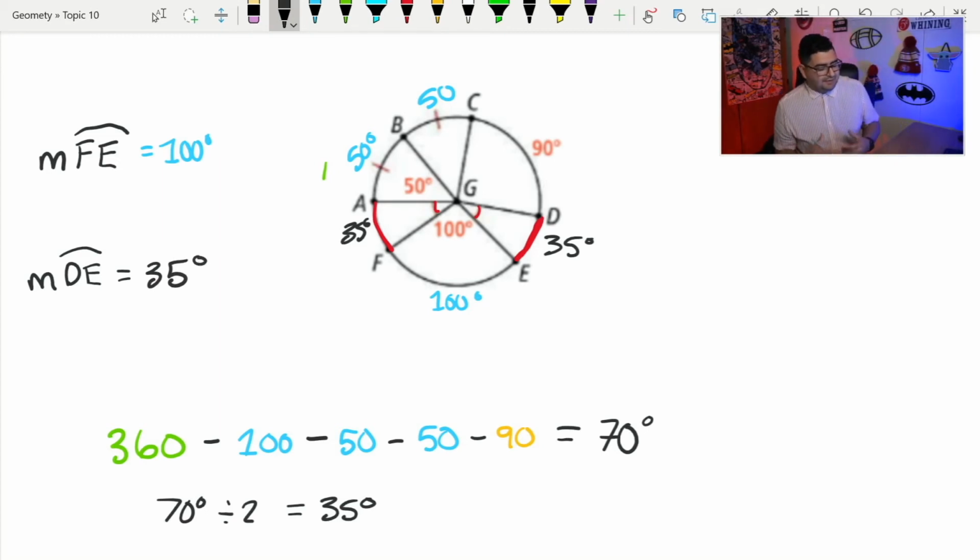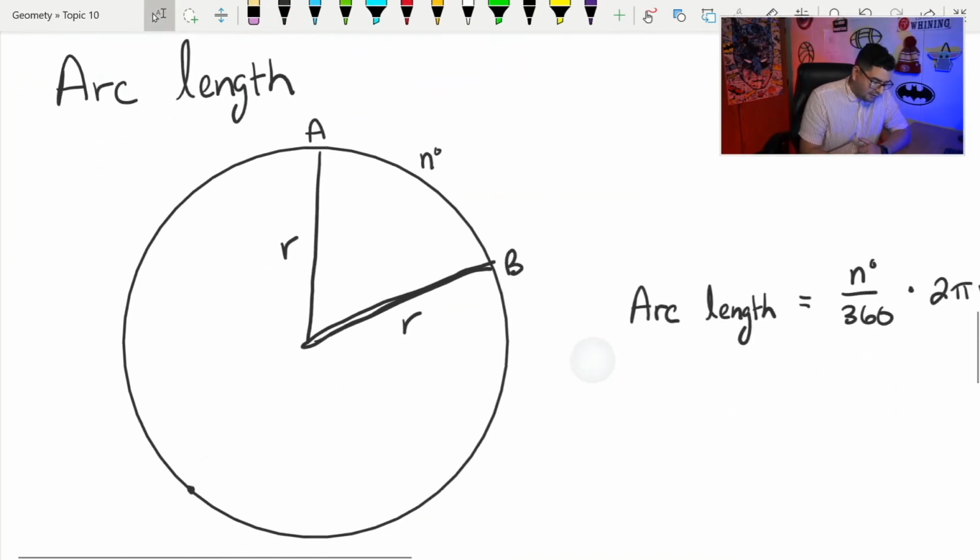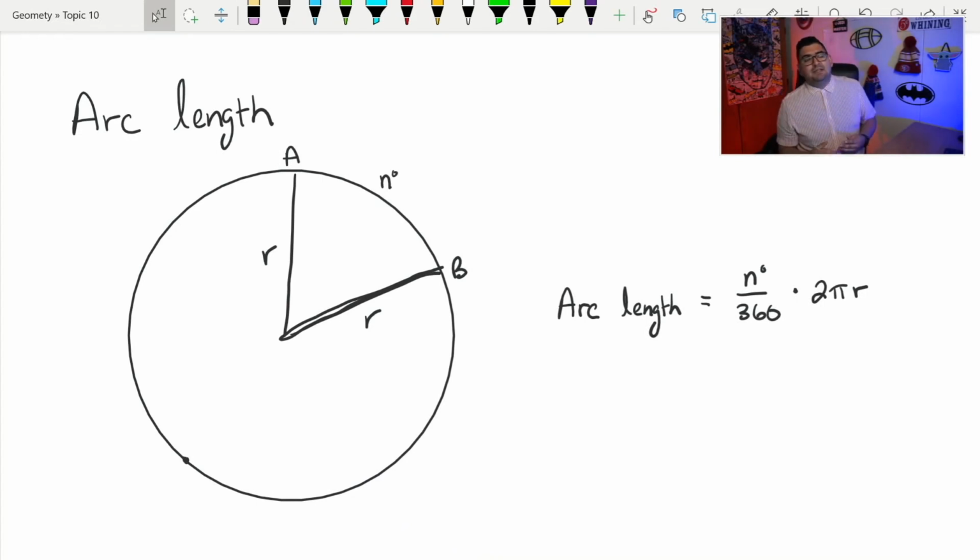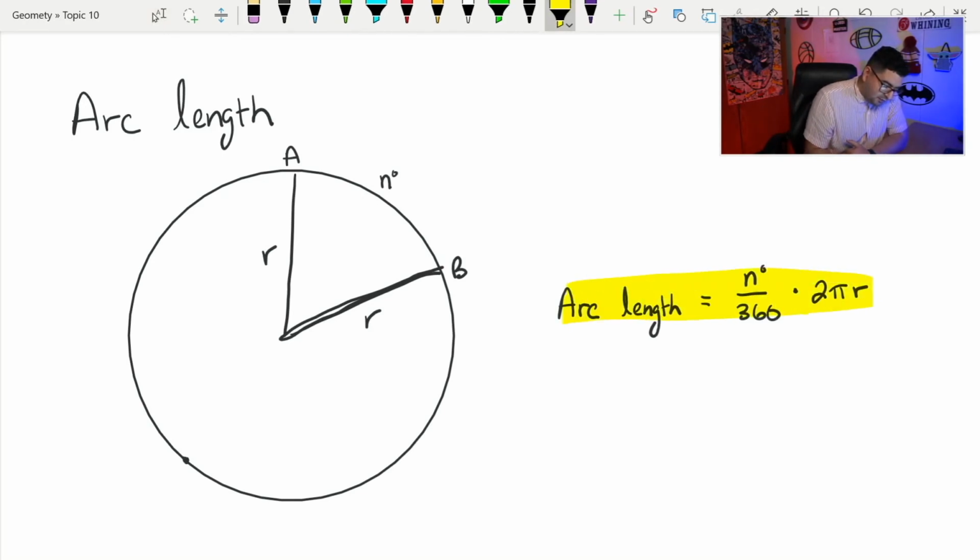So this is one measurement that they care about when we're talking about arcs. It's the angle of the arc. The other thing that's quite important is the actual distance that the arc line has. So what is the length of that arc? Arc length is talking about the actual measurement in terms of inches, centimeters, millimeters, whatever it is. If I were to take this arc and make it into a straight line, what would that distance be? That's the difference between arc length and arc angle. And for arc length, we use this formula right here. This is the arc length formula.